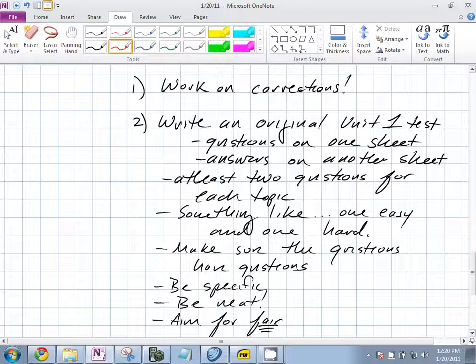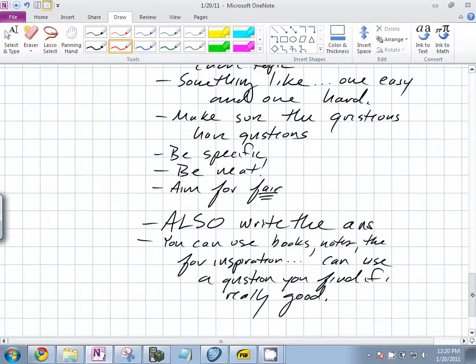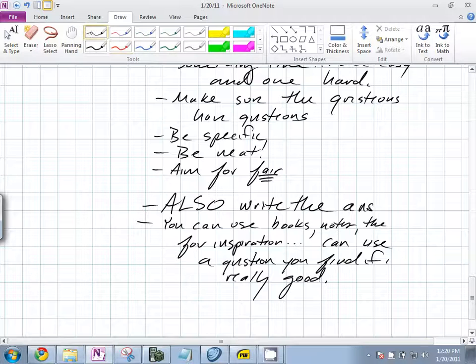You can't just write an equation and expect someone to know what to do with it. So ask them, what is the domain of this function? What is the range of this function? Find, graph this. Make it a complete sentence. Make sure it's neat. And also make sure you write the answers. It's not just the questions, it's answers on a separate sheet.